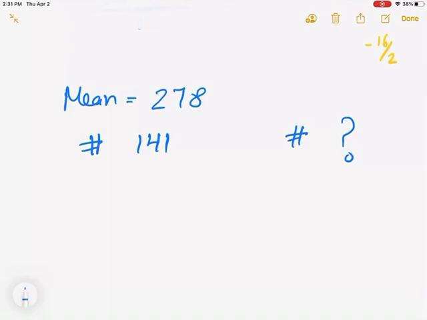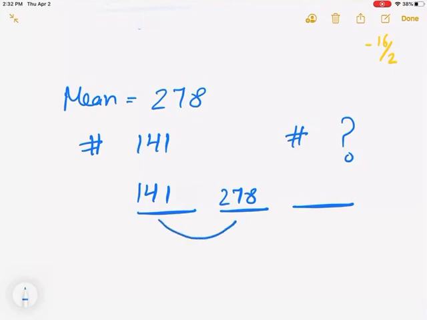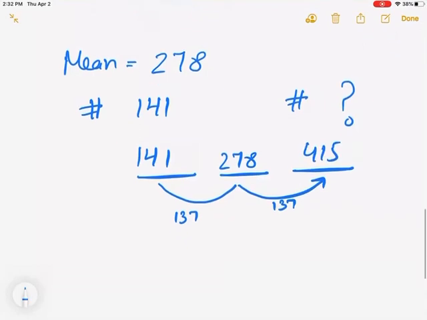This is just like saying you have three different numbers. You know exactly the middle number is this, and this is 141. How would you find the other one? There are multiple ways you can look at this. Since you already know it's an arithmetic sequence, if I can find the difference, which is 137, then in order to find the next one, I'm just going to add another 137. So let's add it to 278. That's just one way to do it.